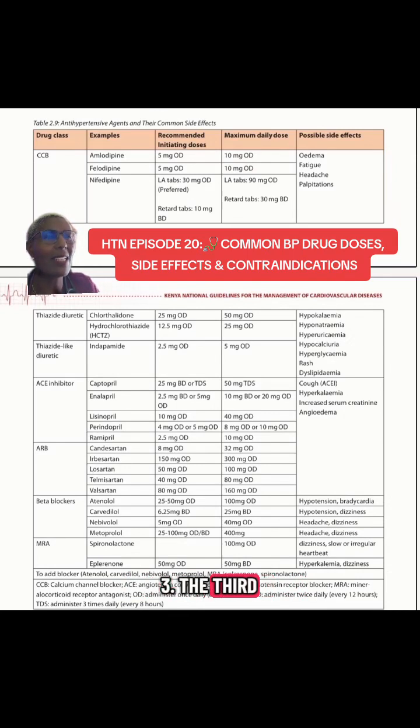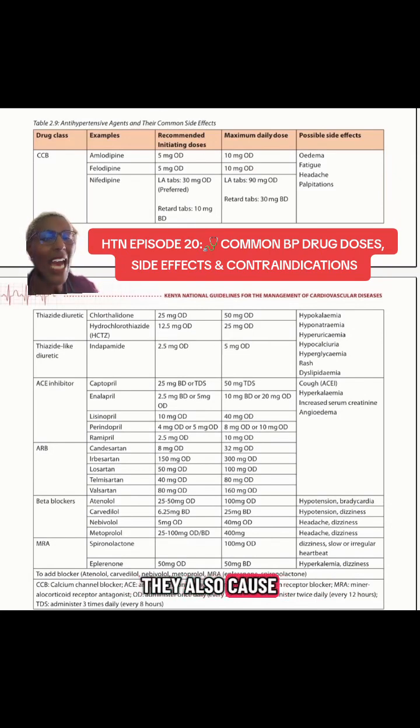The third class of drugs is ACE inhibitors. Examples are enalapril, we start at 2.5 to a maximum dose of 20 milligrams. Lisinopril, you can start at 10 mg to a maximum of 40. The common side effect of ACE inhibitors is hyperkalemia. Remember, they are potassium-sparing.